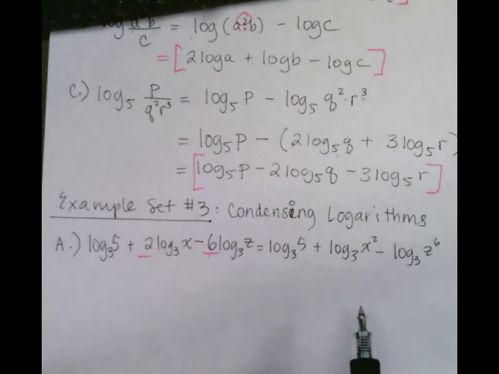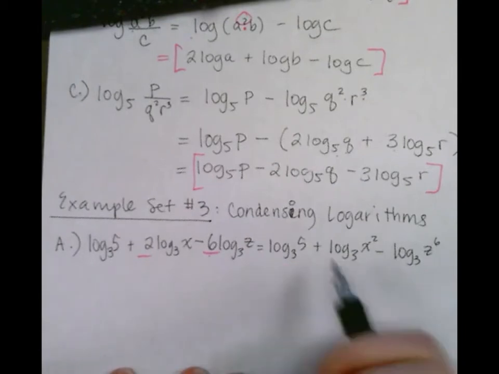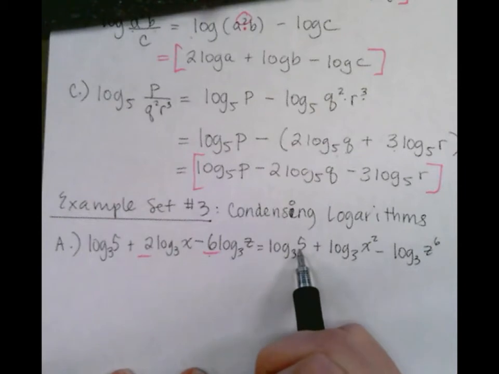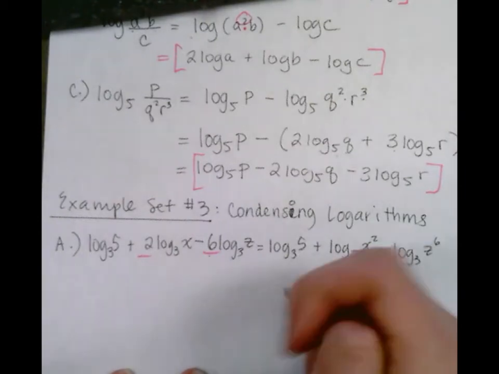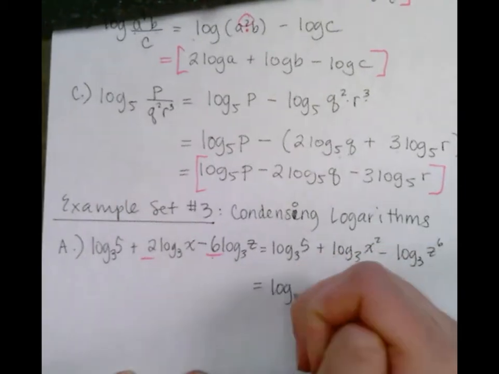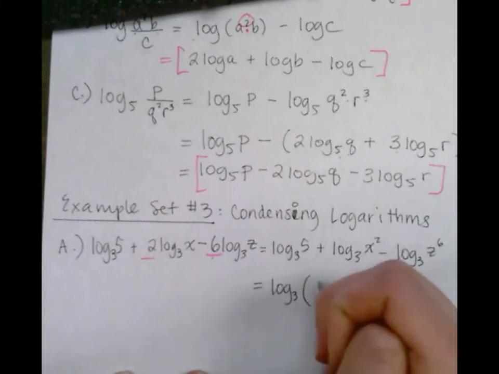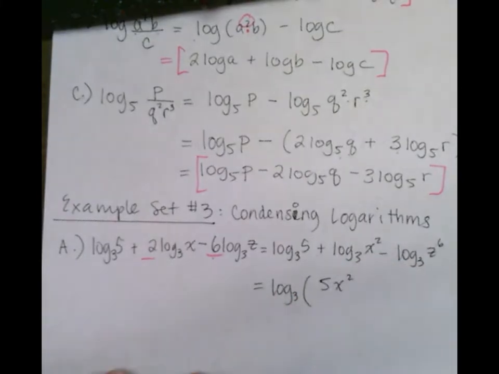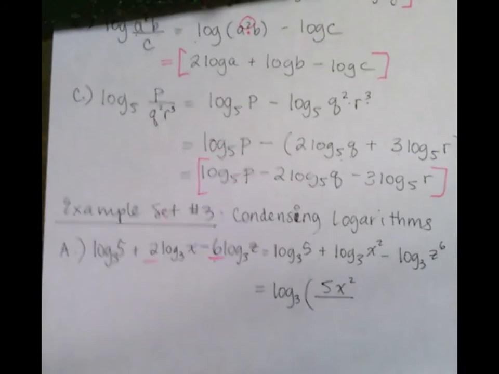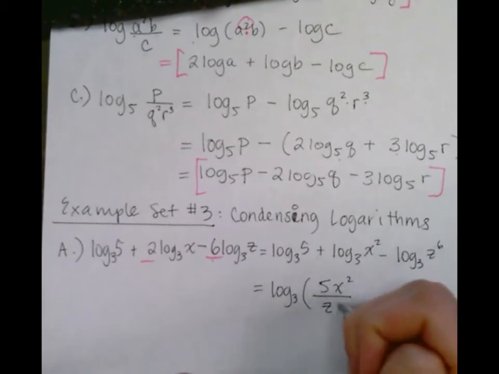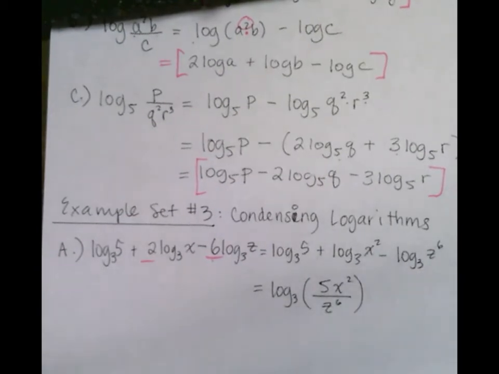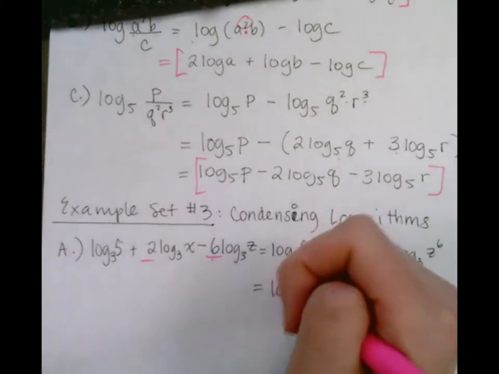Okay, so from here, what I'm now going to do is, I see a plus sign. That's telling me to multiply 5 and x squared together inside of my log. So this will become 5x squared on top. But then the minus is telling me to divide that by z to the 6th. So I end up with log base 3 of 5x squared divided by z to the 6th. And that would be my nice condensed small form.